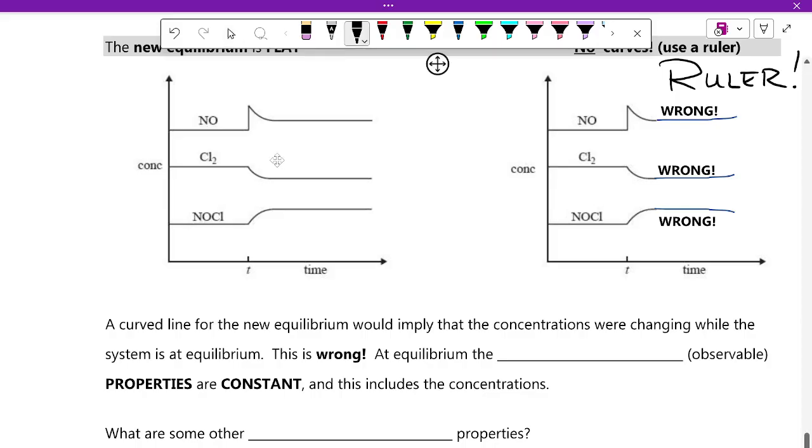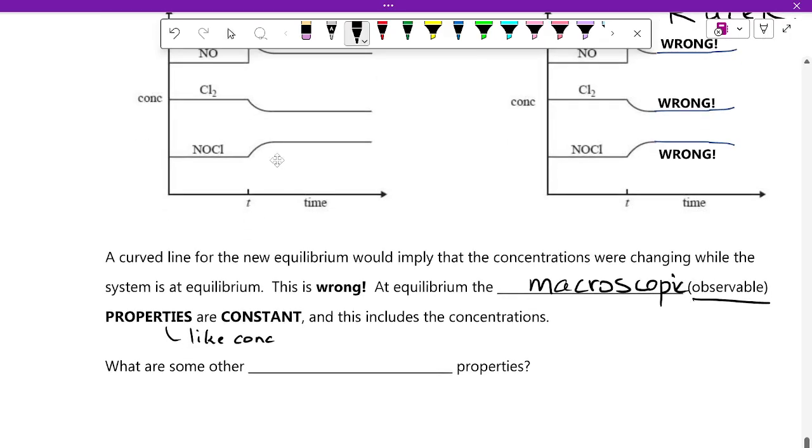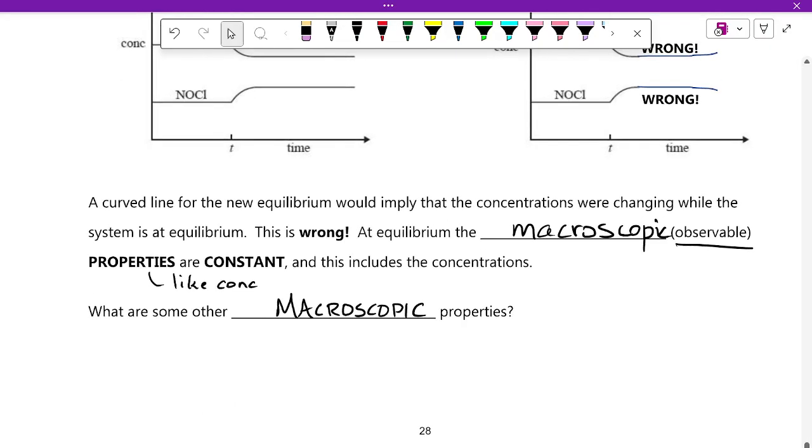At equilibrium, what do we call those observable properties? Macroscopic properties like concentration are constant. What are some other macroscopic properties? Tell your partner.